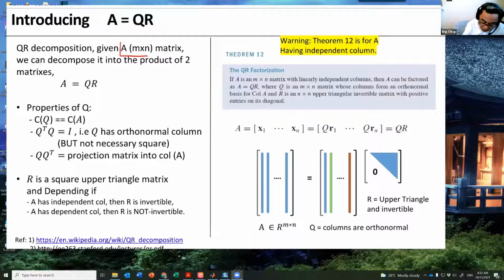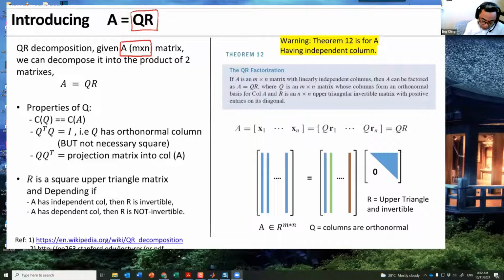So we are given a rectangular matrix, m by n, and we are going to decompose it into a product of two matrices, Q and R. So Q times R equals A. That's called matrix decomposition. There are many decompositions. QR is one of them.